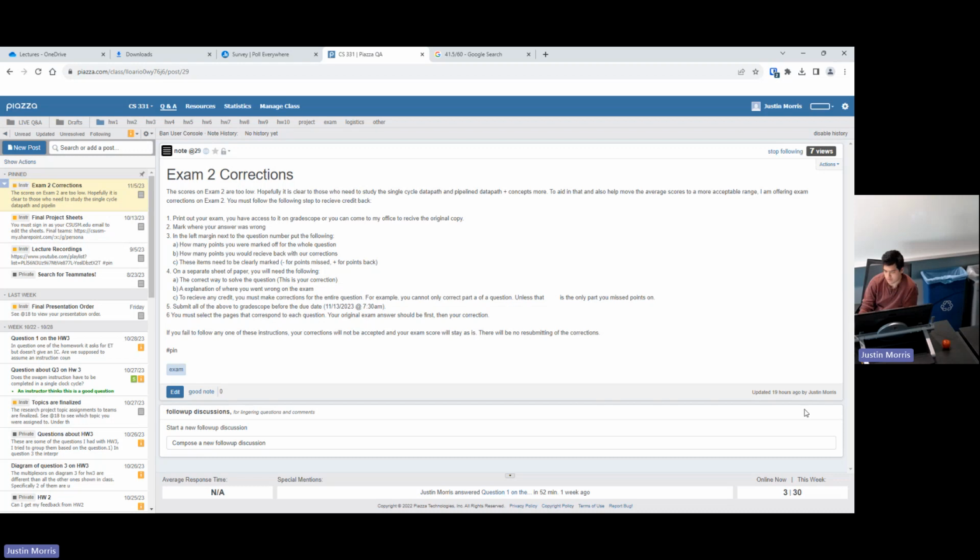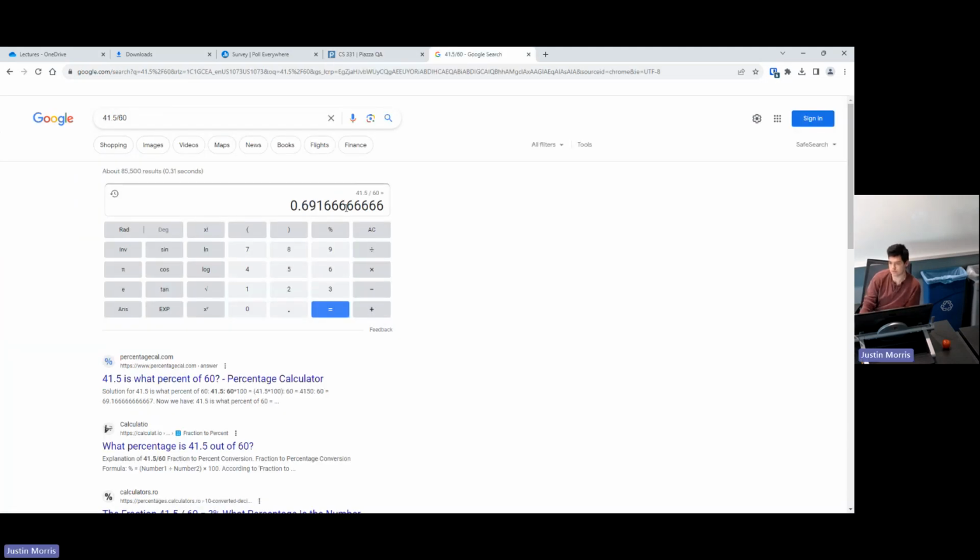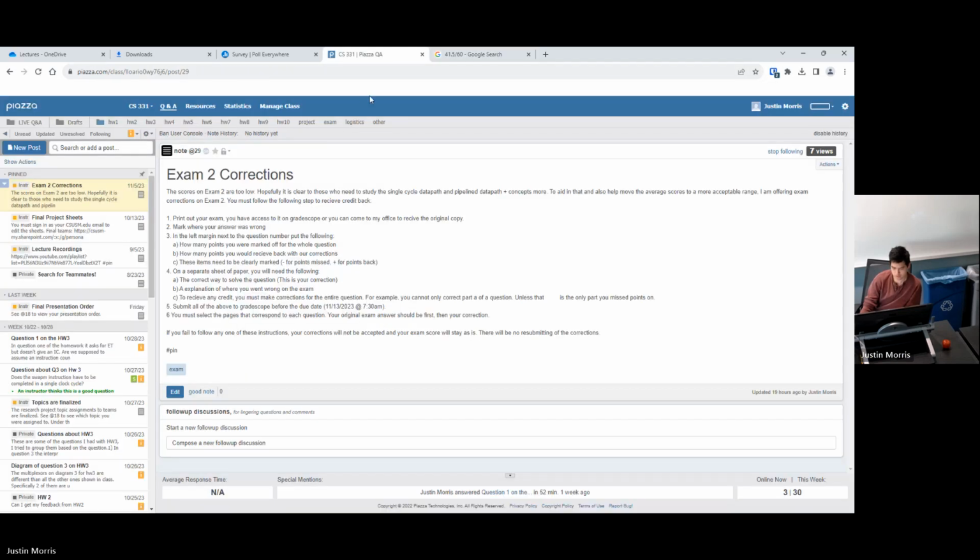Just to recap for the recording, exam scores were low. They're not where I wanted them to be. So it means that you guys need to study a little bit more, specifically the single cycle data path. You struggled with it on the homework and on the exam, and pipelining the data path plus the performance equations with pipelining.